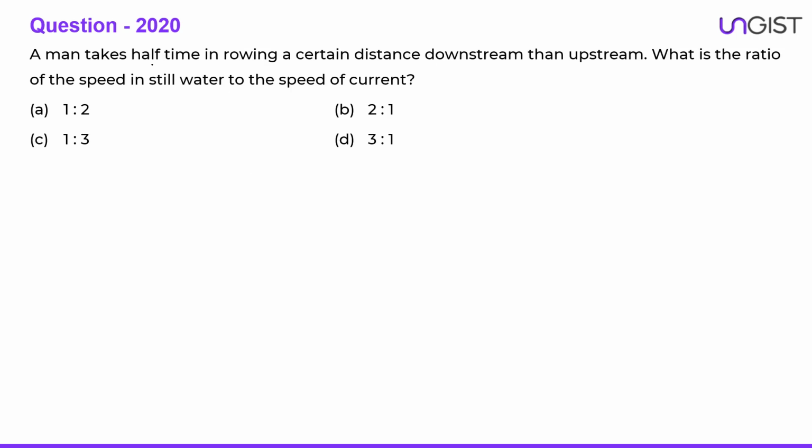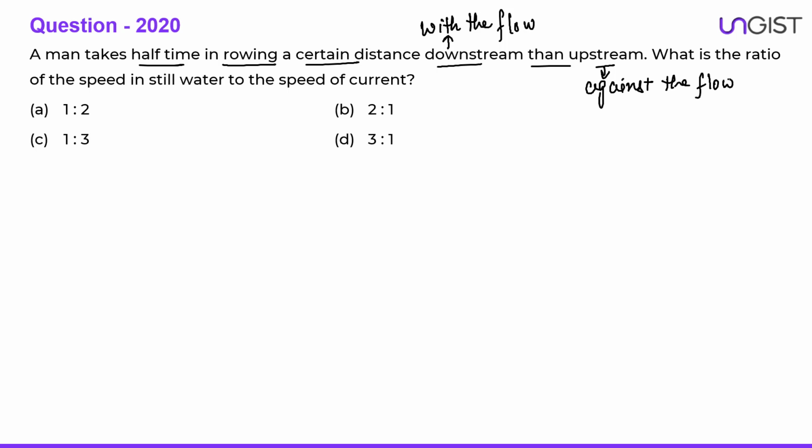Second question says, a man takes half the time in rowing a certain distance downstream than upstream. See everyone, downstream is with the flow, and upstream is against the flow, right? So the question is, what is the ratio of the speed in still water to the speed of current, that is the speed of the man or boat in still water.